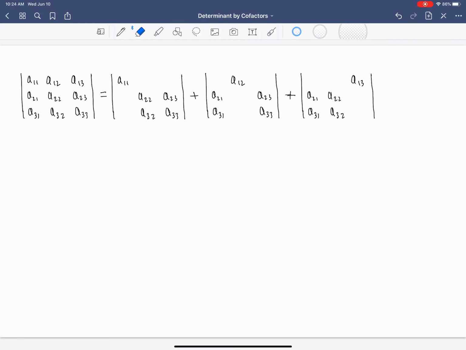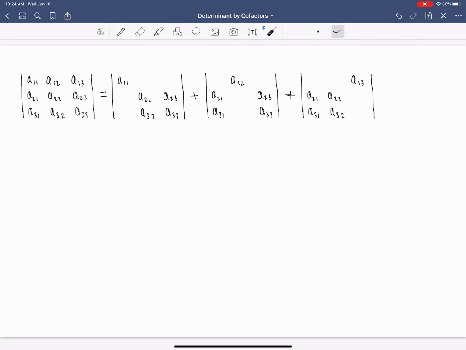Now remember, this corresponds to what we talked about in the previous video: choosing A11 and then nothing else from that row and nothing else from that column. Well, that corresponds to this matrix over here. And then we said, well, I could choose this, and if I made that choice, I would need to choose this, or I could choose this term and then I could choose that term.